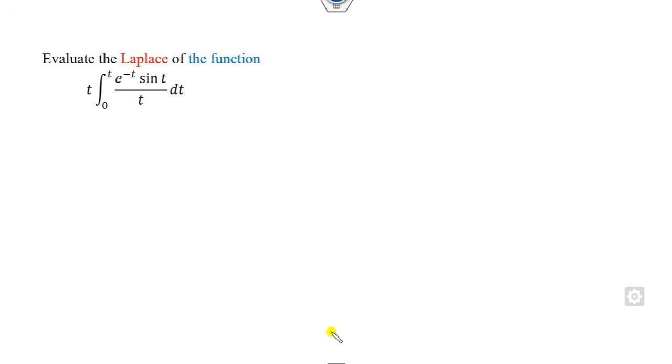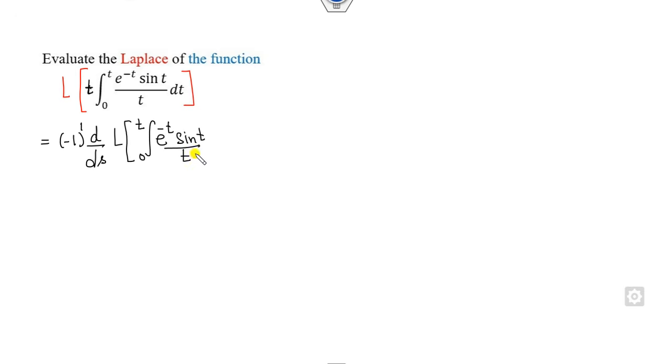Look at this another one. Your target is to find the Laplace of this number. What is the rule of this polynomial? It is minus 1 raised to power 1, first times derivative of this remaining quantity, 0 to t e raised to power minus t sine t over t.